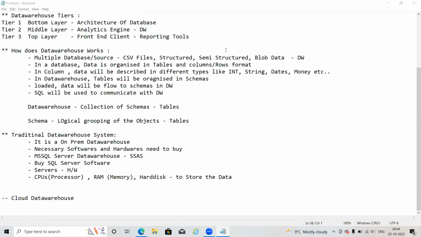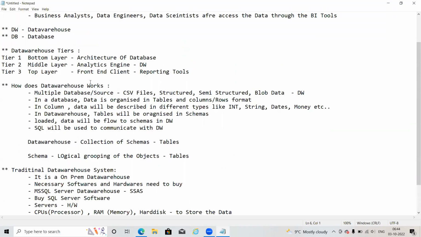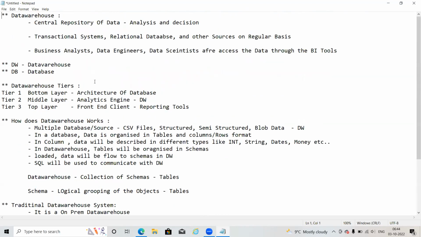Sir, I have a doubt. Sure. Yeah. What is a prem data warehouse, sir? Can you explain one more time? What is a data warehouse?